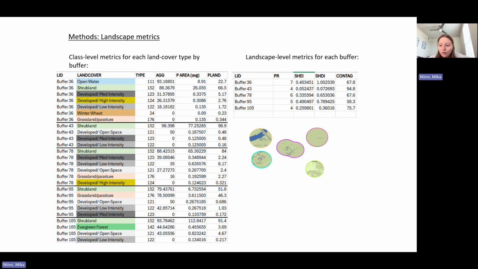I do want to point out on the buffers, I went ahead and put them on here. The buffer with the yellowish orange circle is buffer 36. This is going to be very important because it does have that large open water land cover type. So I want to draw attention to that before I move on.